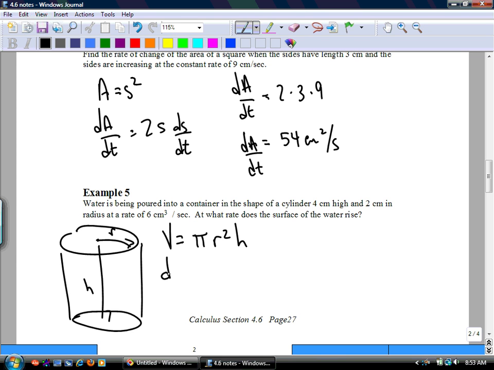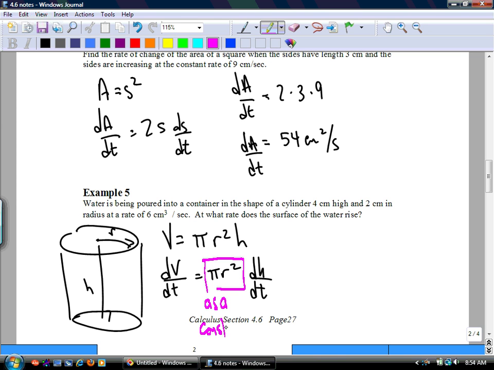So dV dt equals pi r squared times dH dt. So you have to treat all of this as a constant. Okay? That's the trick for the question, is realizing that the radius doesn't actually change.